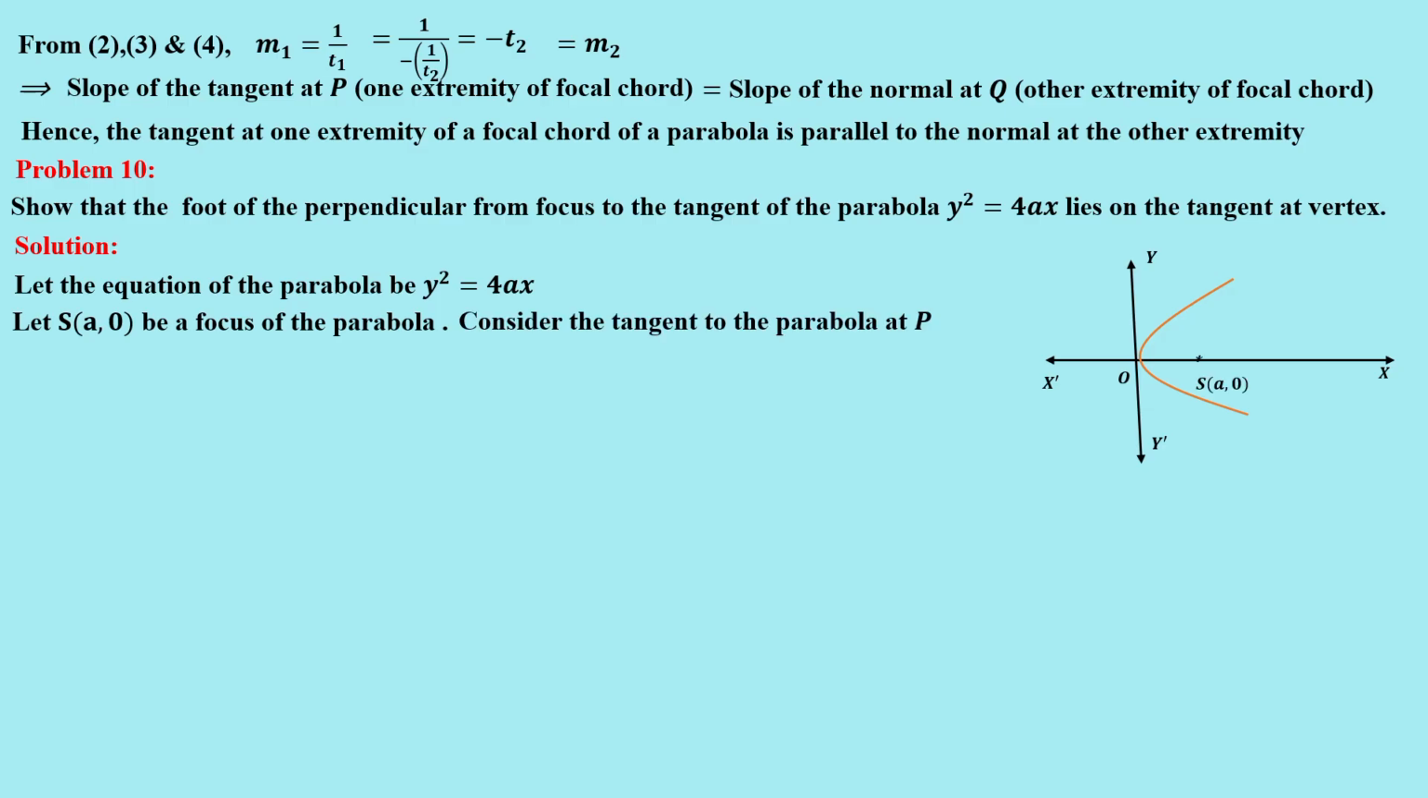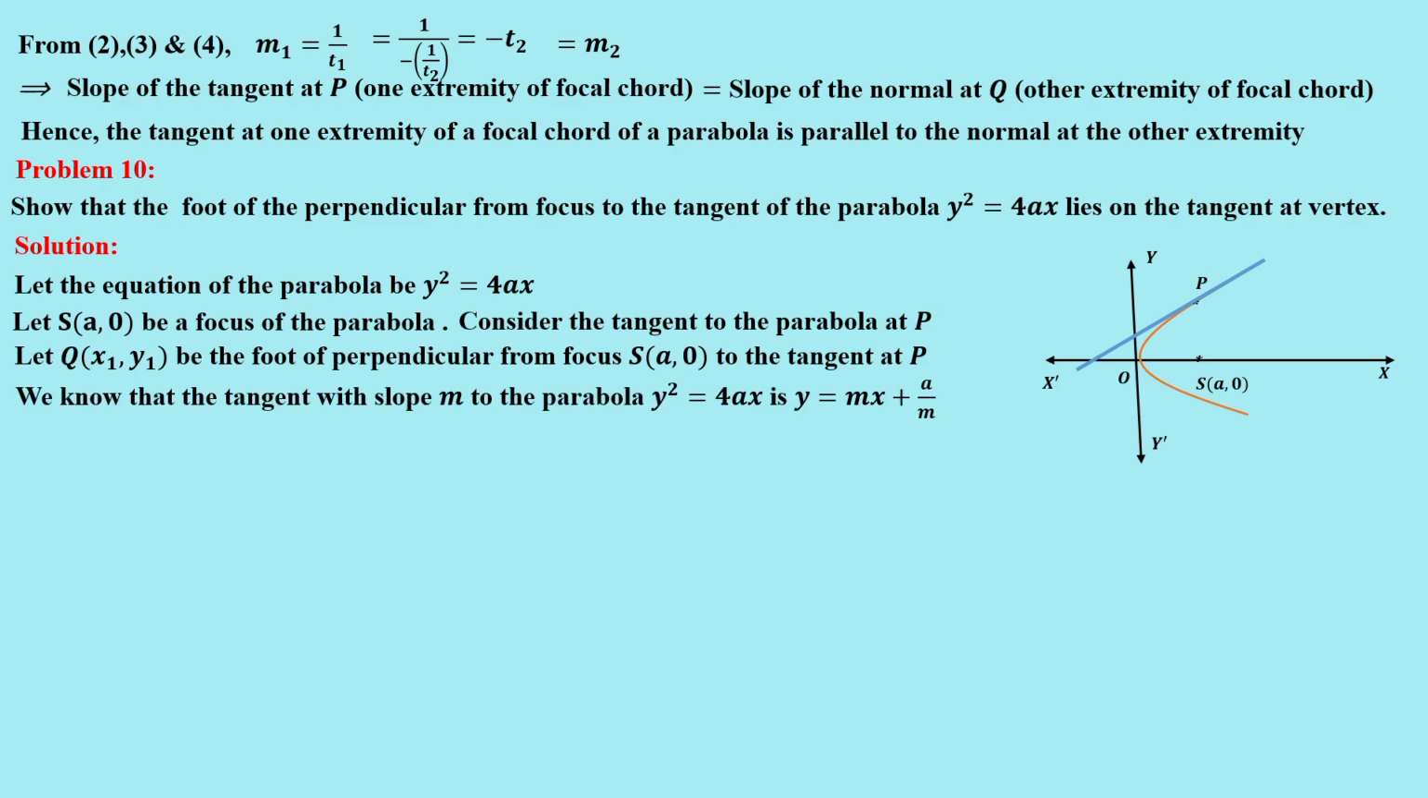Consider the tangent at P. Choose any point on the parabola. Let Q (x1, y1) be the foot of the perpendicular from the focus S to the tangent at P. So draw a perpendicular. It meets the tangent at Q, that is (x1, y1). We know the formula for the tangent with slope m to the parabola: y is equal to mx plus a by m, equation 1. So this is the foot of the perpendicular, and SQ is perpendicular to PQ.